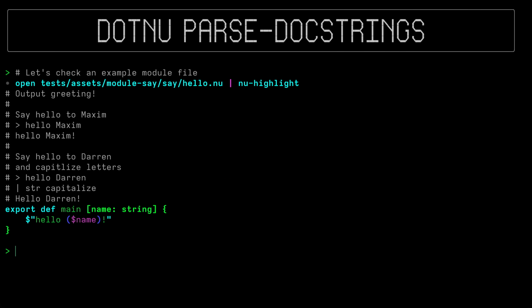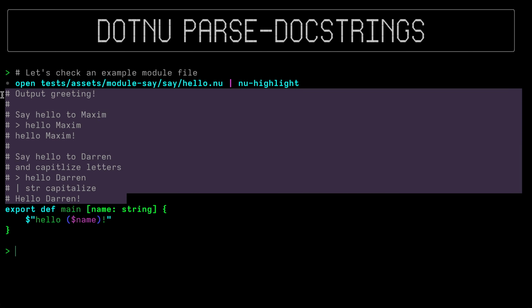dotnu parse-docstrings. First, let's see the example module file and its structure. So we have the documentation string before that. I don't know what to call it in the terminology of Nushell, but as of now, it is like that. Docstring, I named it that after Python.